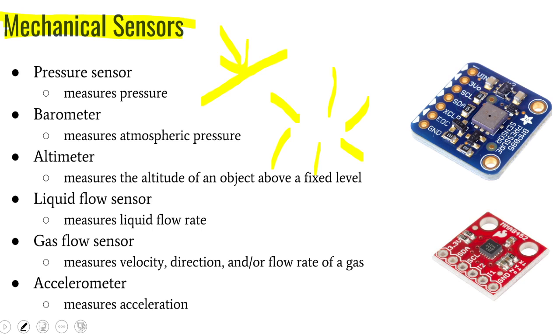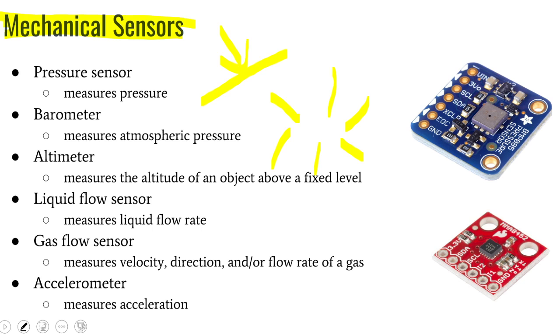Then we have altimeters, where we can measure the altitude, the height above a fixed level, maybe from sea level. We have liquid flow sensors, like water flow sensors, for measuring water flow. If you are building something concerning water flow, or any sort of liquid flow, and controlling pumps and things like that, you may use liquid flow sensors. Similarly, we can have gas flow sensors, which measure gas instead of liquid.